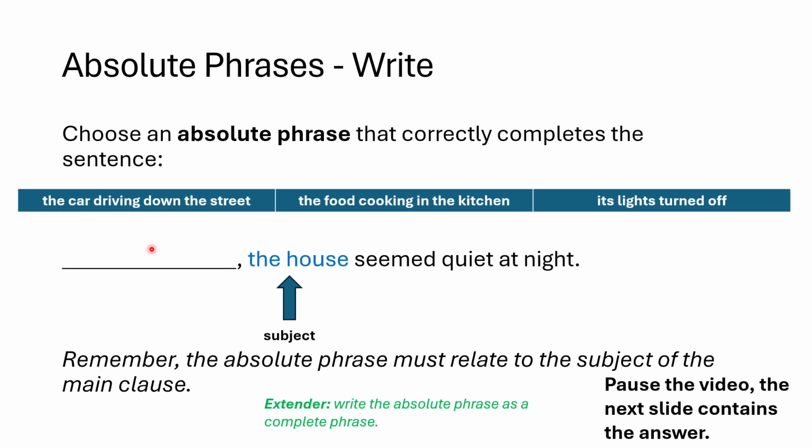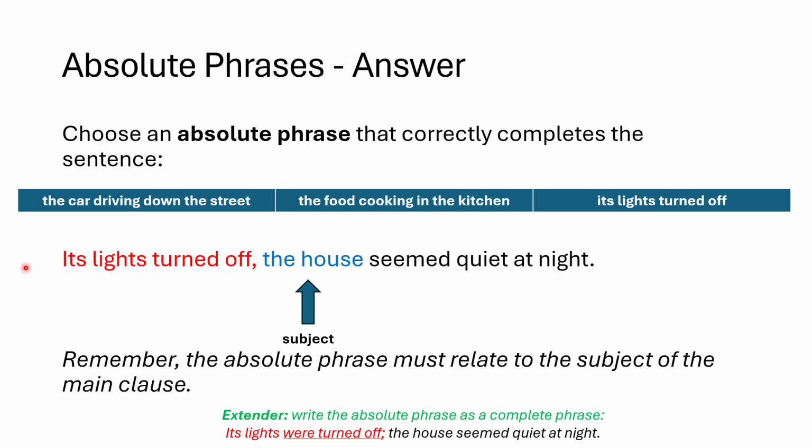The car driving down the street. The house seemed quiet at night. The food cooking in the kitchen. The house seemed quiet at night. Its lights turned off. The house seemed quiet at night. Pause the video. The next slide contains the answer. Check your answer. Its lights turned off. The house seemed quiet at night. Here is the answer to the extender. Its lights were turned off. The house seemed quiet at night.